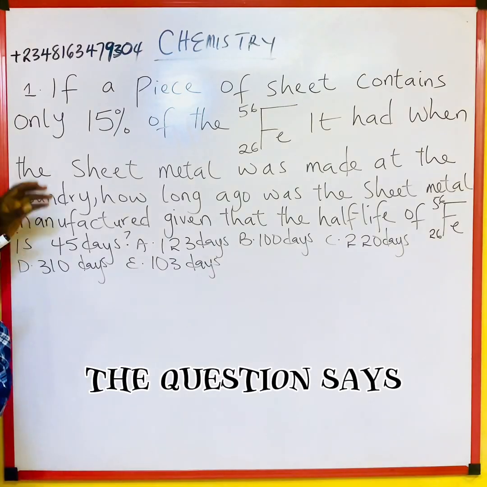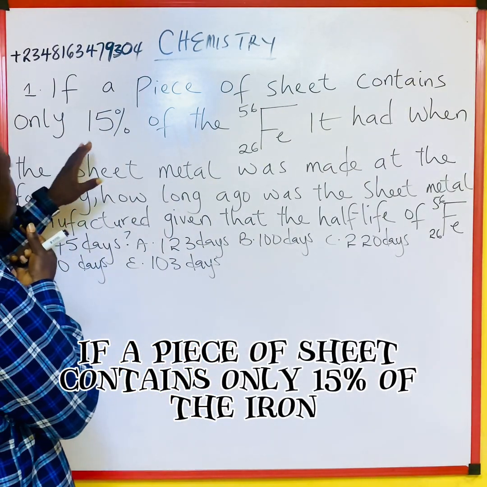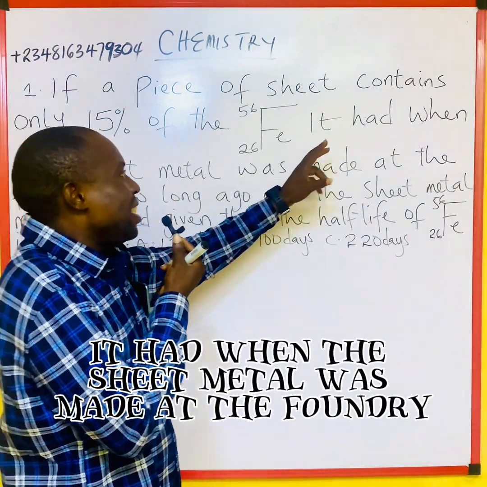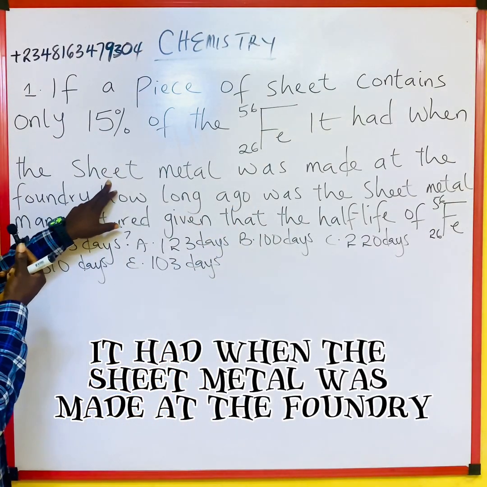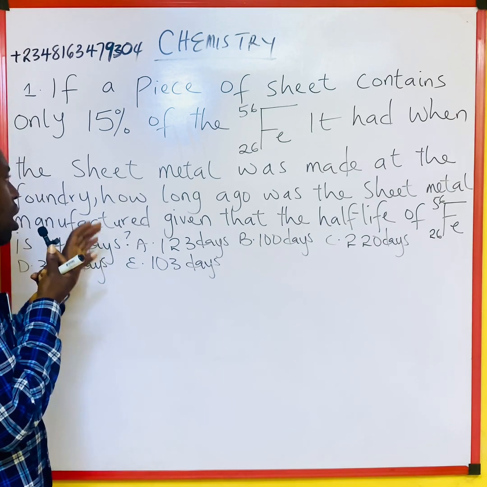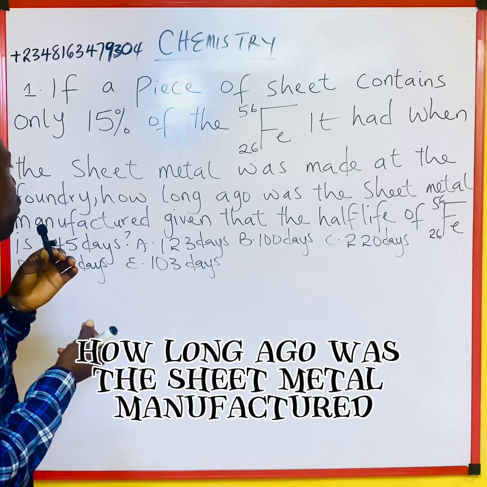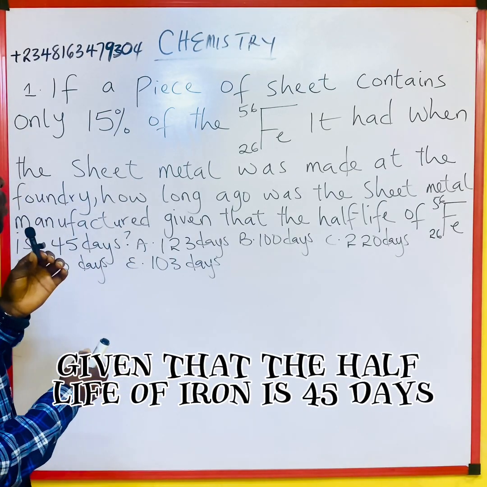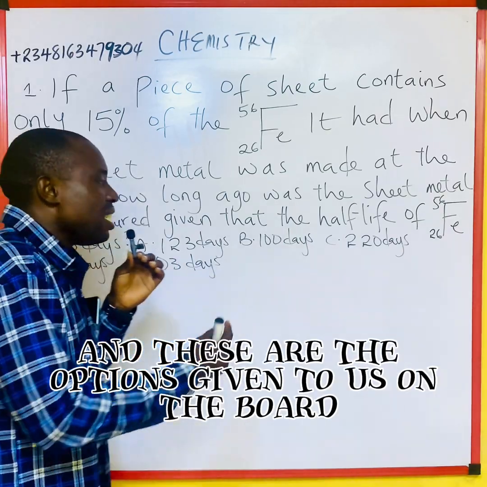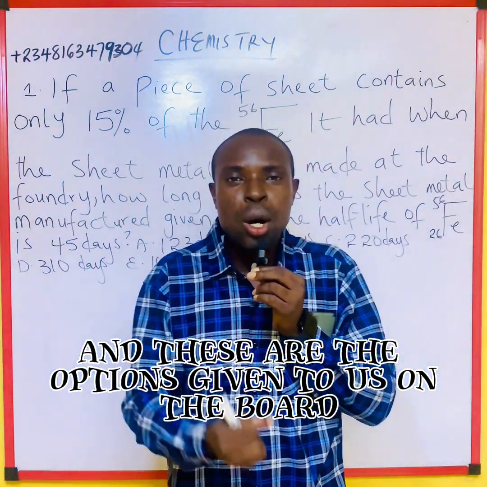The question says, if a piece of sheet metal contains only 15% of the iron it had when the sheet metal was made at the foundry, how long ago was the sheet metal manufactured, given that the half-life of iron is 45 days, and these are the options given to us on the board.